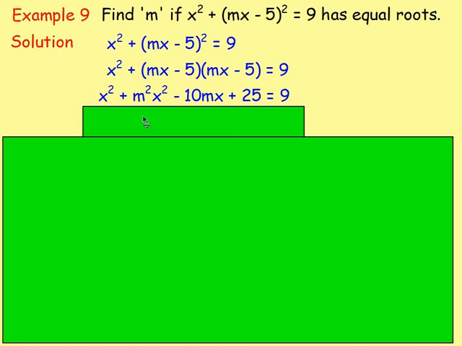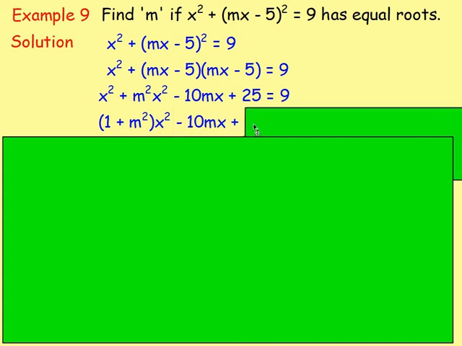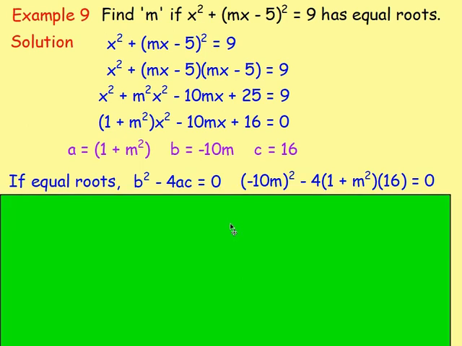Remember, when you write this, what you're needing is a coefficient of x squared, a coefficient of x and a number on its own. So here take out x squared as a common factor. So we've got (1 plus m squared) times x squared. That's just taking the x squared out of here and here. So it's 1x squared plus m squared x squared. So you would have that. Take away 10mx, and if you subtract 9 from both sides, you'd have plus 16 equals 0. From there, you know there's equal roots. If there are equal roots, then you can say that the discriminant b squared minus 4ac must equal 0. So minus 10m all squared minus 4 times (1 plus m squared) times 16 must equal 0. Multiply that out.